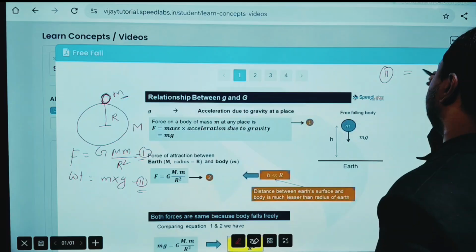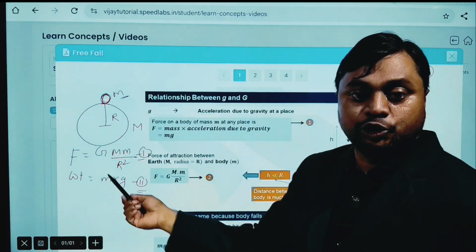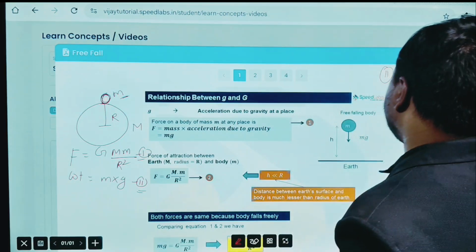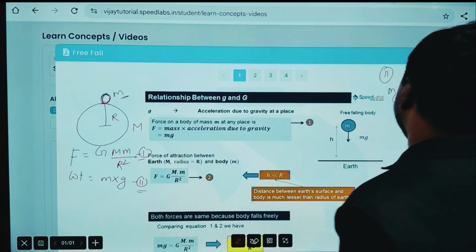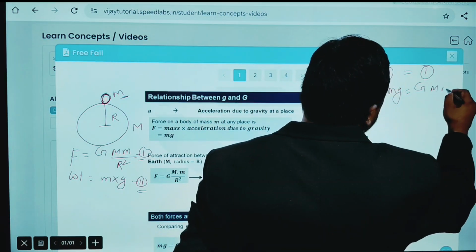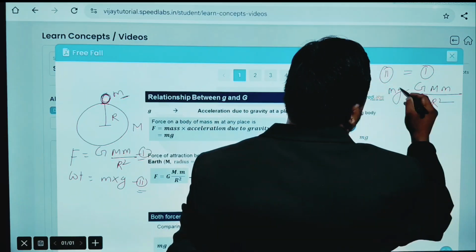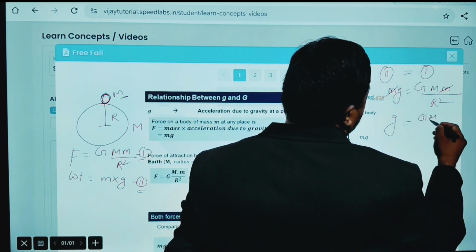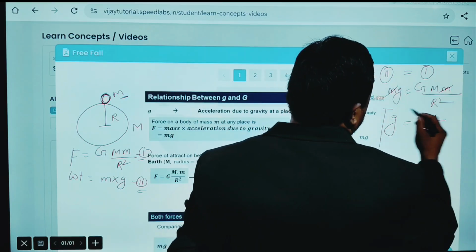So we have to equate the equations. Can we equate equation 2 is equal to 1? Why? Because this weight is due to this force. So both will be balanced. Okay, so we can write m into g is equal to capital G, capital M, small m by r square. Yes or no? So small m gets cancelled. So small g is equal to capital G, capital M by r square.